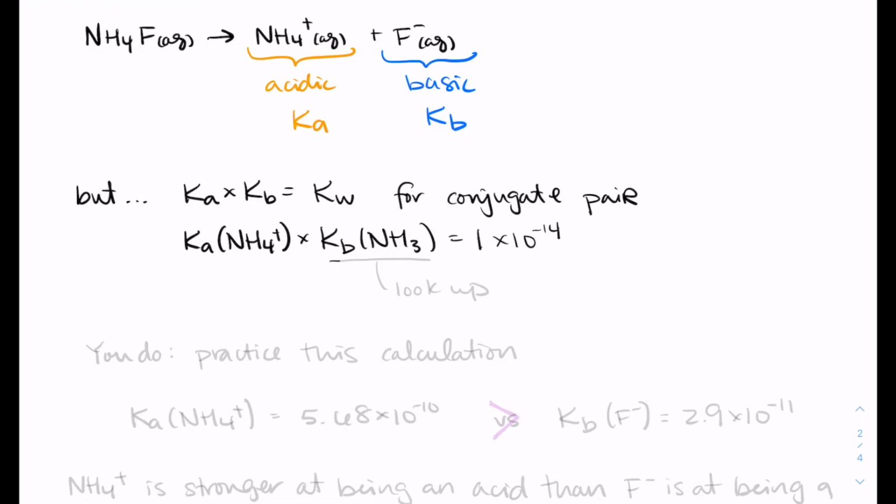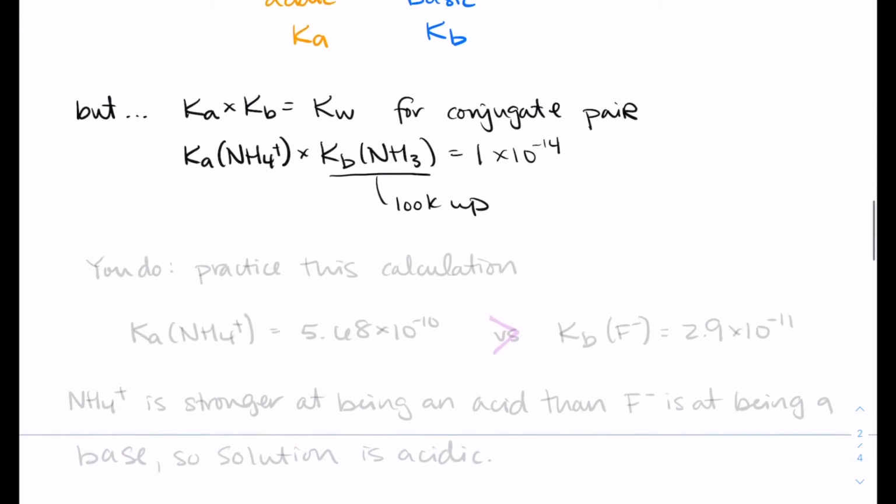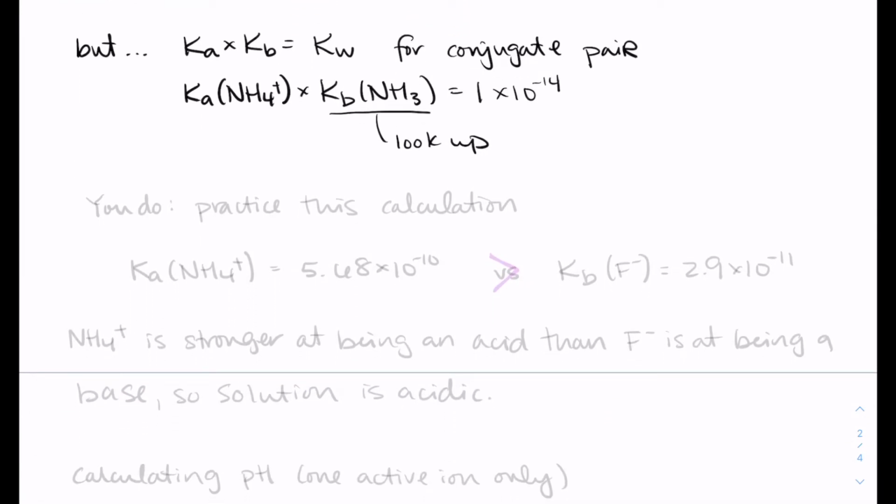You may not know off the top of your head how you could compare something like this, but acid strength and base strength use an equilibrium constant. If we use Ka for ammonium, it's acting as an acid, so I want the constant that tells me how it acts as an acid. And the Kb for fluoride, which is acting as a base, so I want the constant that tells me about it acting like a base. I can compare those two values. Whichever one is stronger, meaning it has a bigger equilibrium constant, will control the pH of the solution.